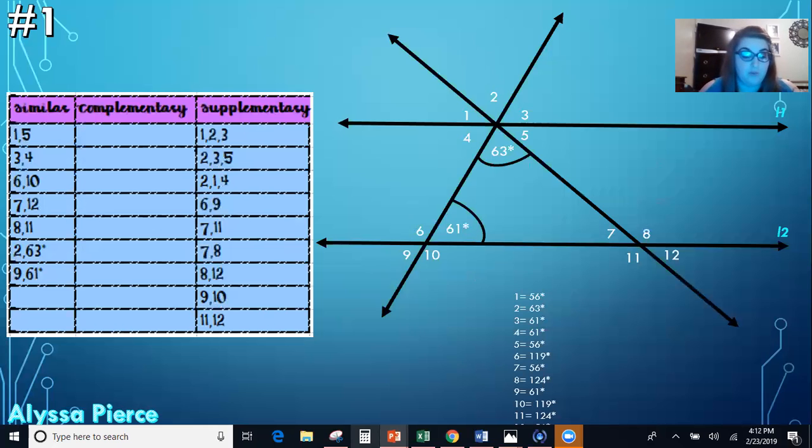So supplementary, what is a supplementary angle? Well, that means that they add together to get 180.